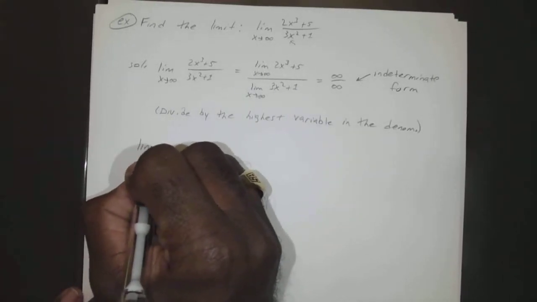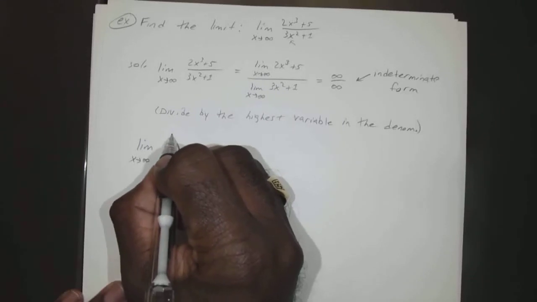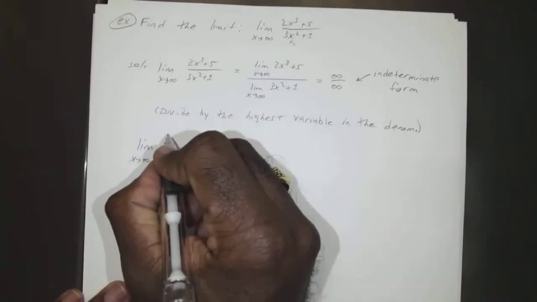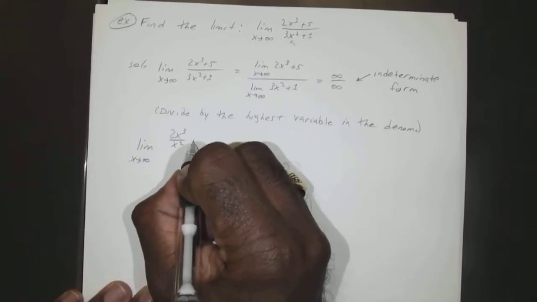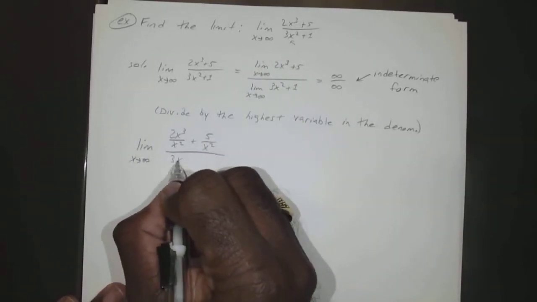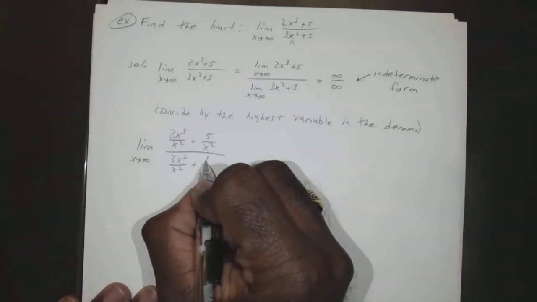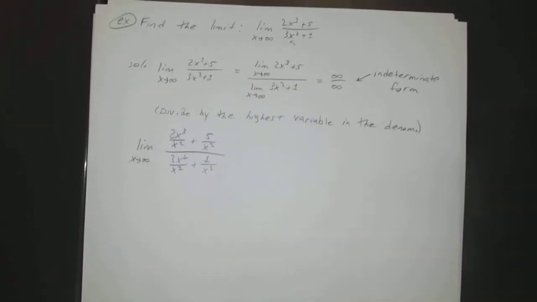Okay, so you have the limit as x approaches infinity of 2x to the third divided by x squared, plus 5 divided by x squared, over 3x squared divided by x squared, plus 1 divided by x squared. So you basically just multiply the numerator and denominator by 1 over x squared.